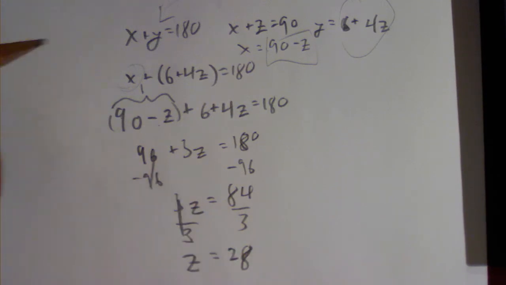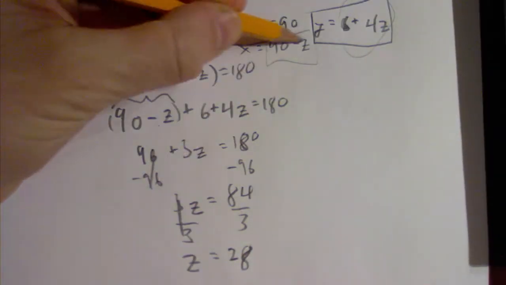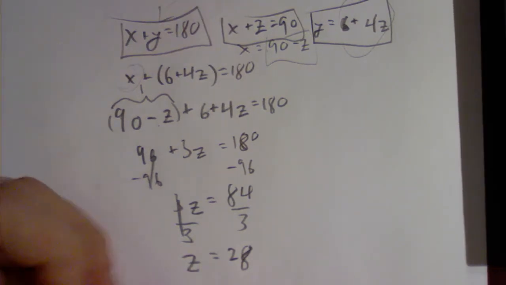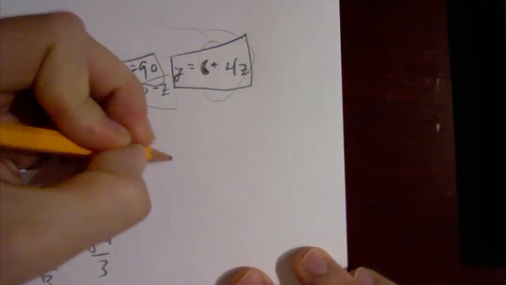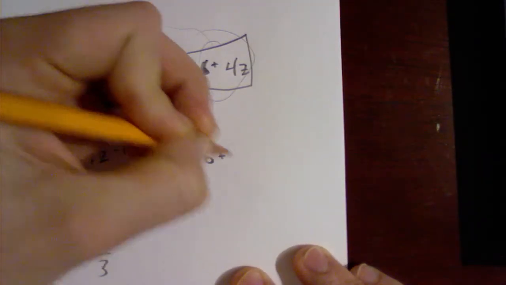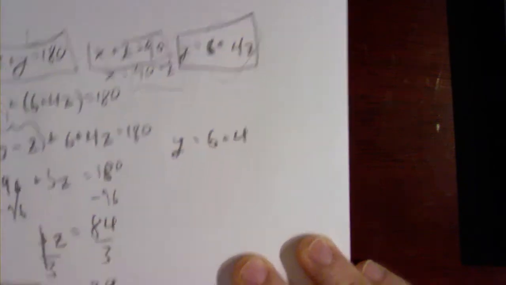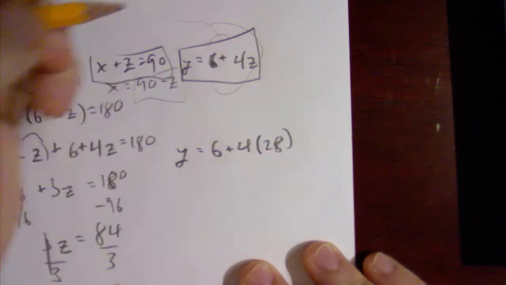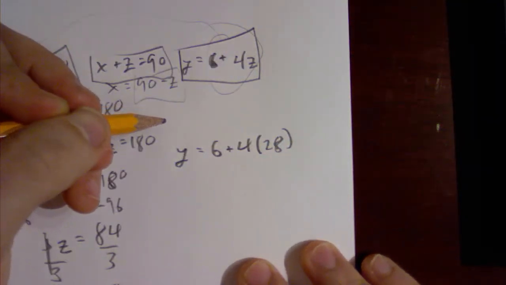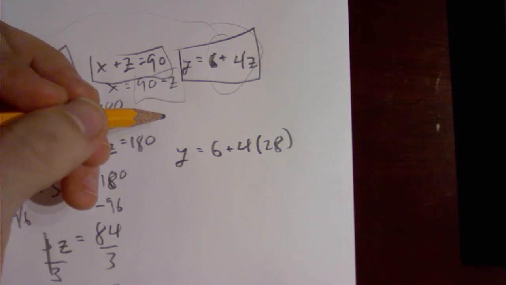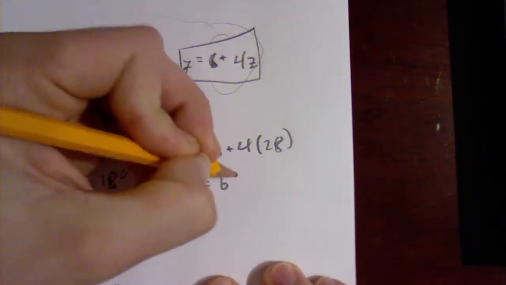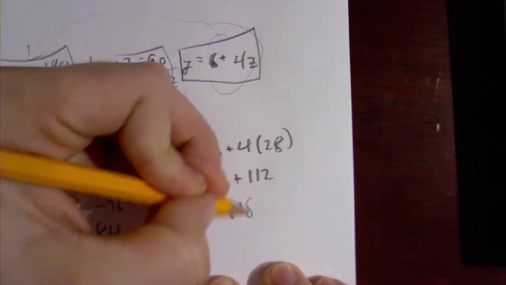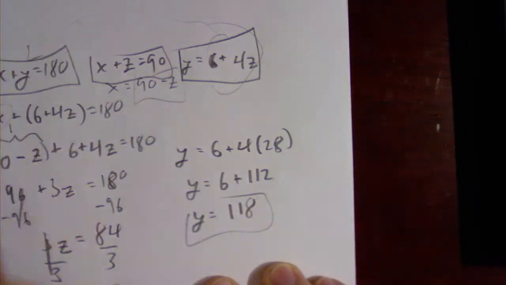I can go back to my original equations, which were these 3 right here. Wherever I see a z, I can replace it with 28, and that'll give me my 2 other variables. So let's find the value of y. y = 6 + 4z. Instead of z, I know that z is now 28. So 4 times 28 is going to be 112. 28 times 4 is 112. y = 6 + 112. So then I know that y is equal to 118. Okay, that's the second part.